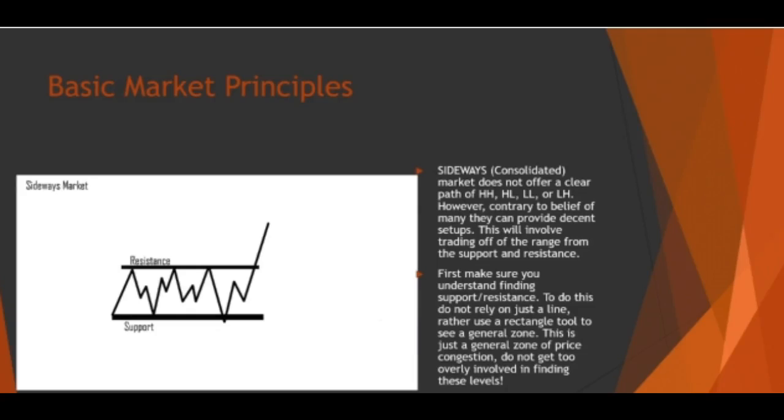So a sideways market is also known as a consolidated market. You'll hear people say the market was in consolidation. And it basically does not offer a clear path of a higher high or a higher low. And it's all over the place. So you see here, here's a low, here's a high. And so notice how they're breaking each other. They're just random, right? And so you can't really define a trend. It's very difficult to define the trend.